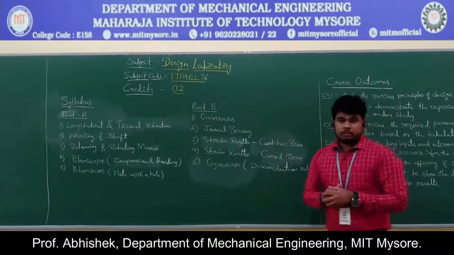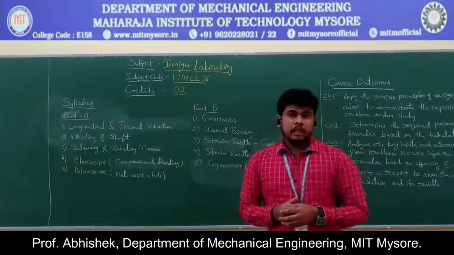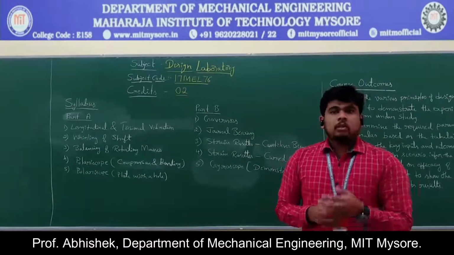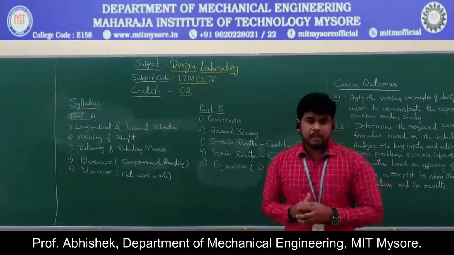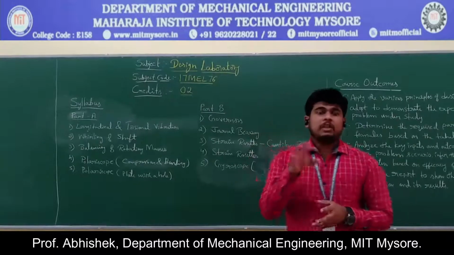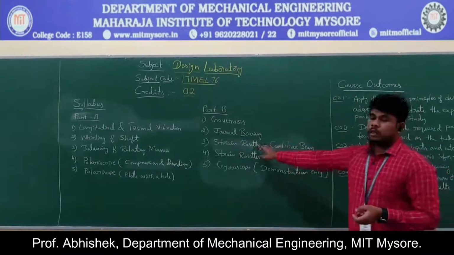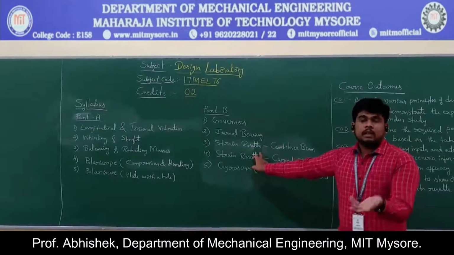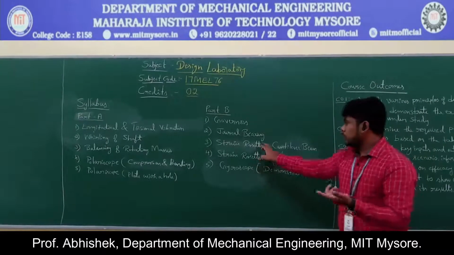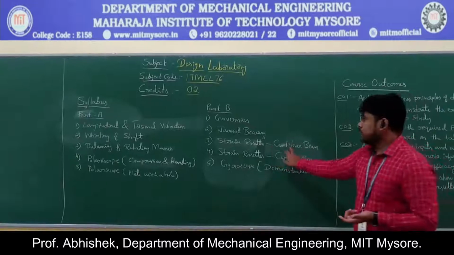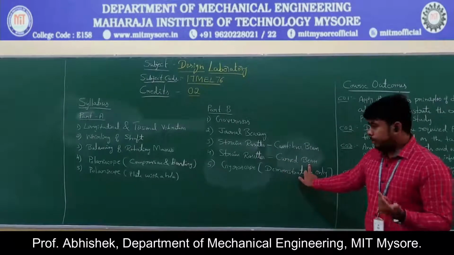Then you have journal bearing. I think in design 1 and design 2, you might have learned about shafts and journals. So here you are going to conduct the experiment on the journal bearing to determine the pressure distribution. Next, we have strain gauges. Here you are going to use a digital device to find the strains using strain gauges. One is for a cantilever beam and one more is for a curved beam.